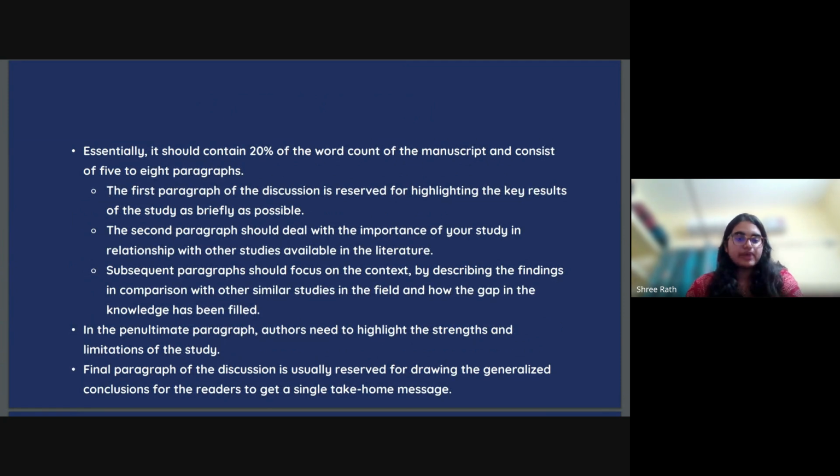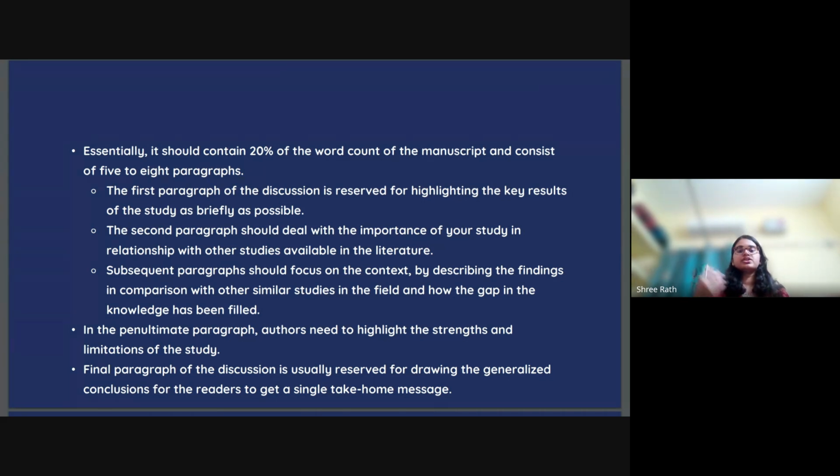So essentially the discussion is 20% of the word count and consists of 5 to 8 paragraphs. The first paragraph should highlight the key results of the study. Your entire results section, you will be summarizing in a single paragraph. And most importantly, you should not include numbers in your first paragraph. Just say there was an association seen, this was observed, but you do not want to specify numbers in the first paragraph of the discussion. You just want to say these were the results of this study, but not the numbers.